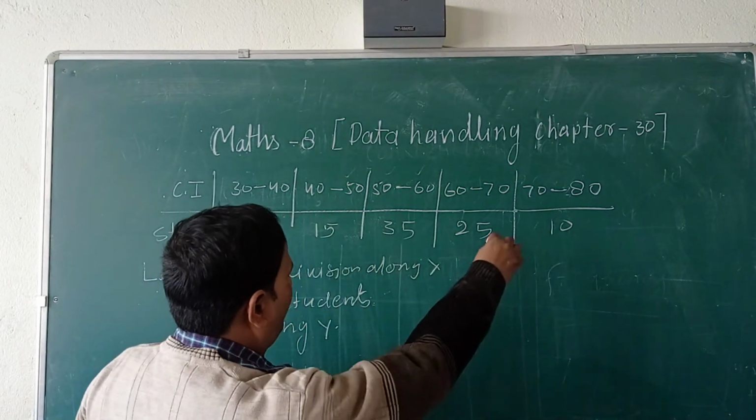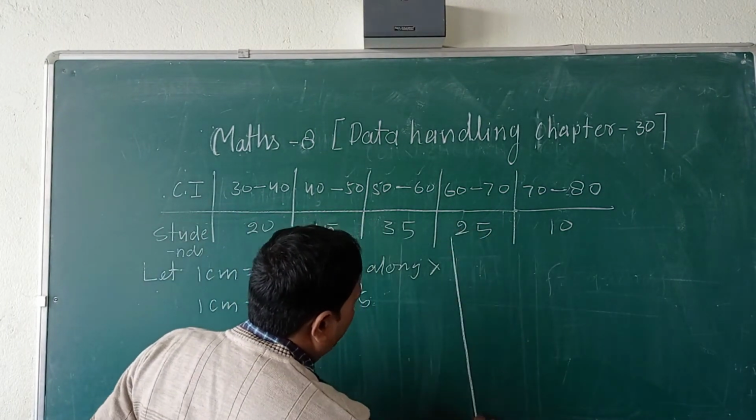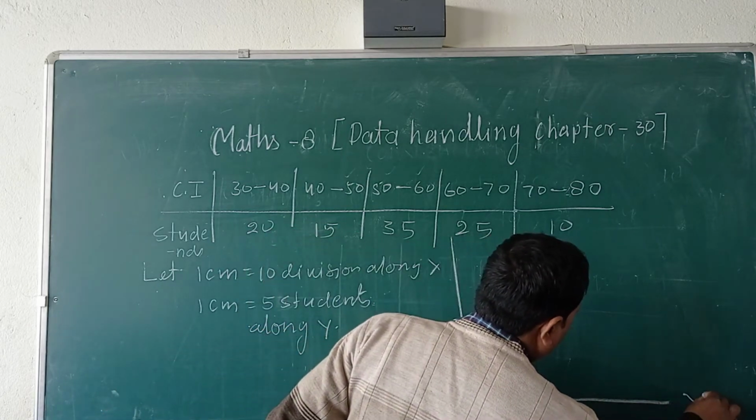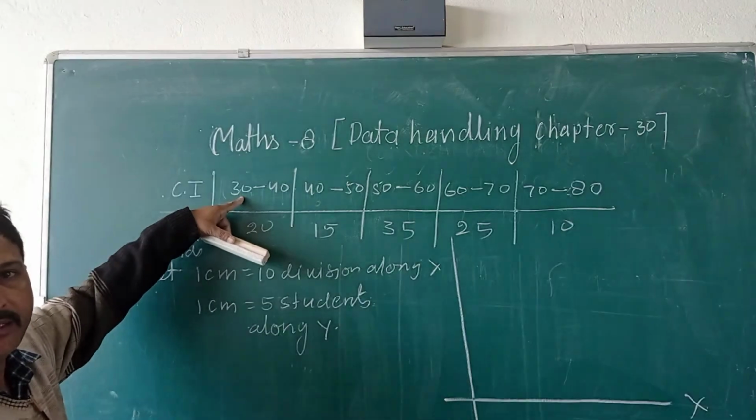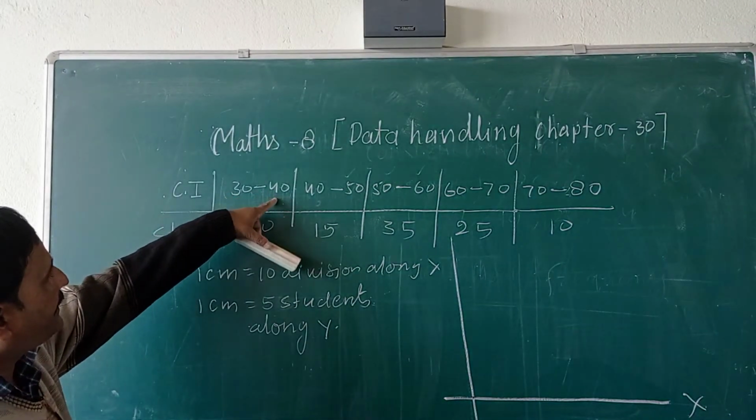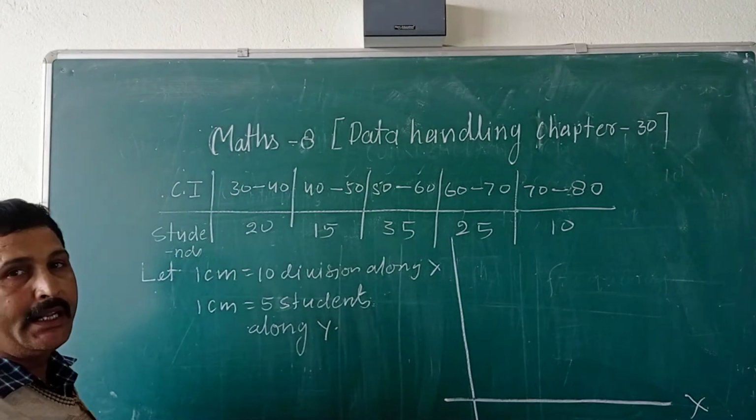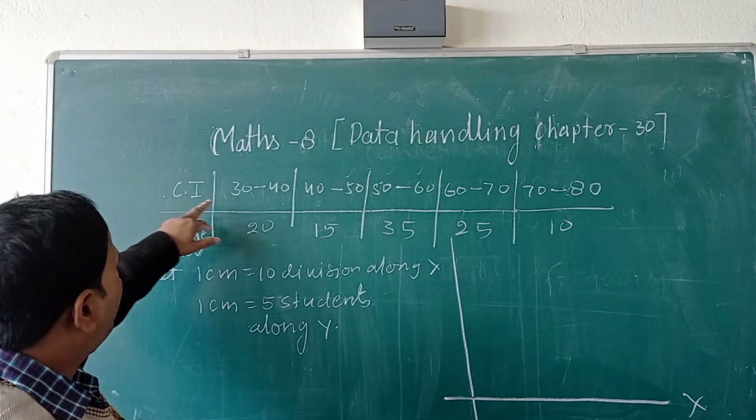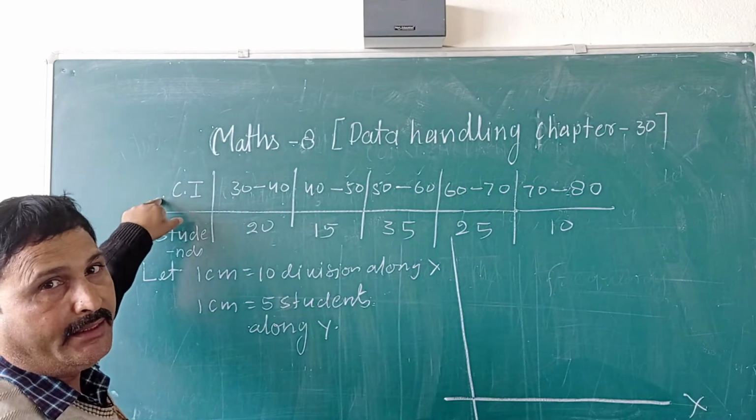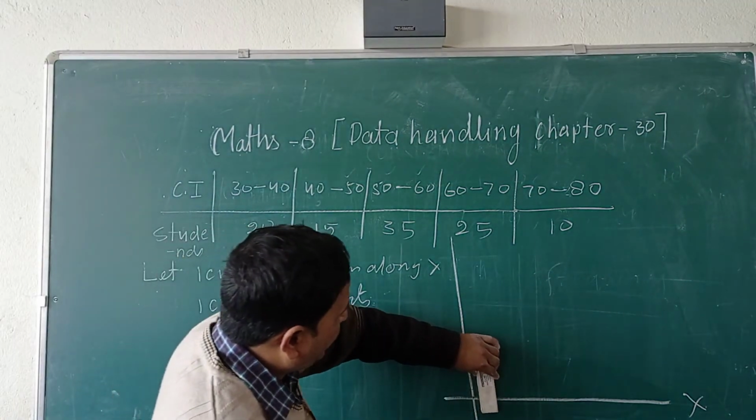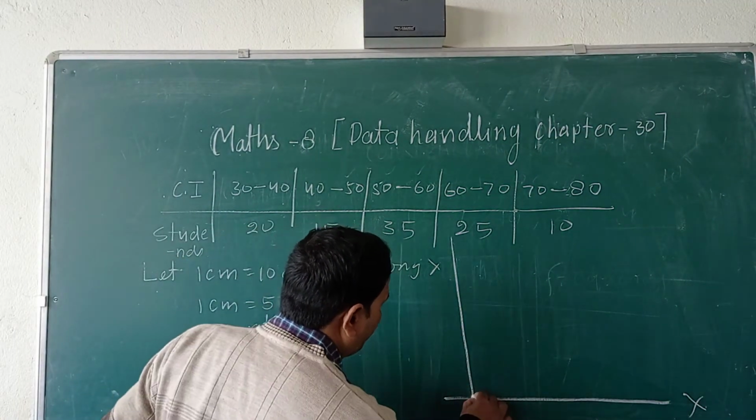Suppose this is the y-axis and this one is the x-axis. See, the class interval is going to start from 30. It means before this class interval, some more class intervals are possible, like 20 to 30, 10 to 20, 0 to 10. So you add them here.